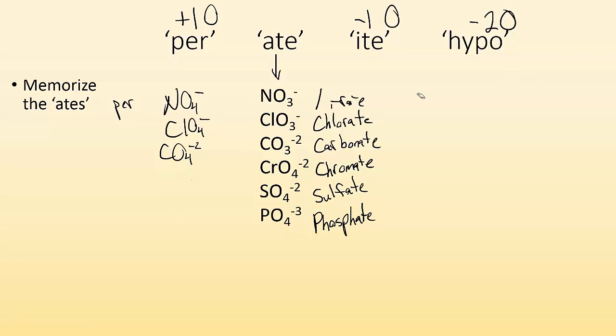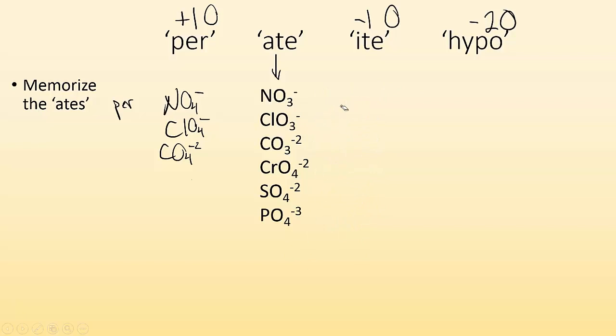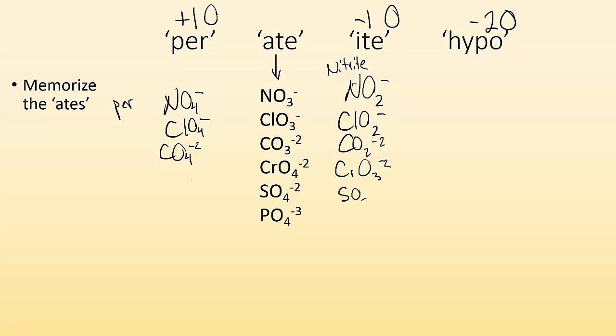So I'm going to erase these names real quick. All right, so what would nitrite be? Nitrite would be NO2 minus. Chlorite would be ClO2 minus. Carbonite would be CO2 minus 2. Chromite would be CrO3 minus 2. Sulfite would be SO3 minus 2. And phosphite would be PO3 minus 3.